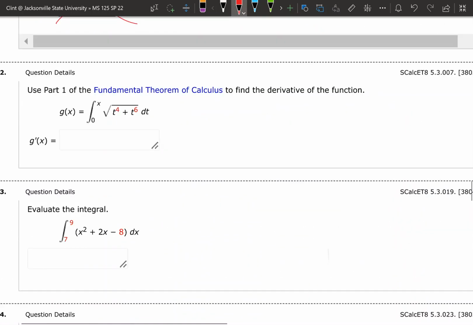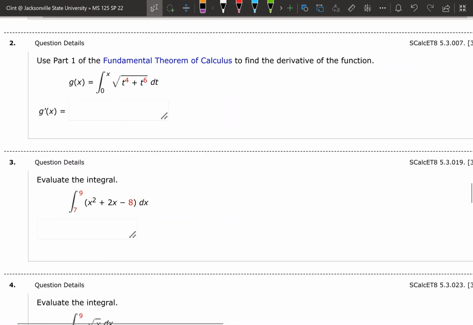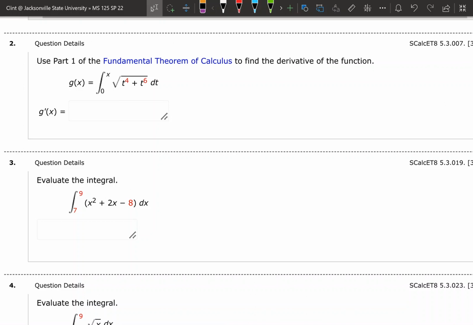All right. Number 2, for it to come from arguably one of the most impactful theorems mankind's ever come up with, it sure is an easy problem. It says use part 1 of the fundamental theorem of calculus to find the derivative of that function. The function is defined as an integral.